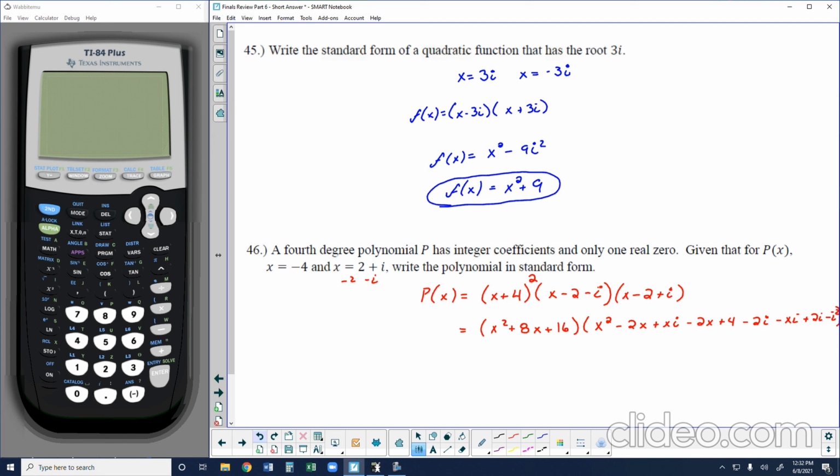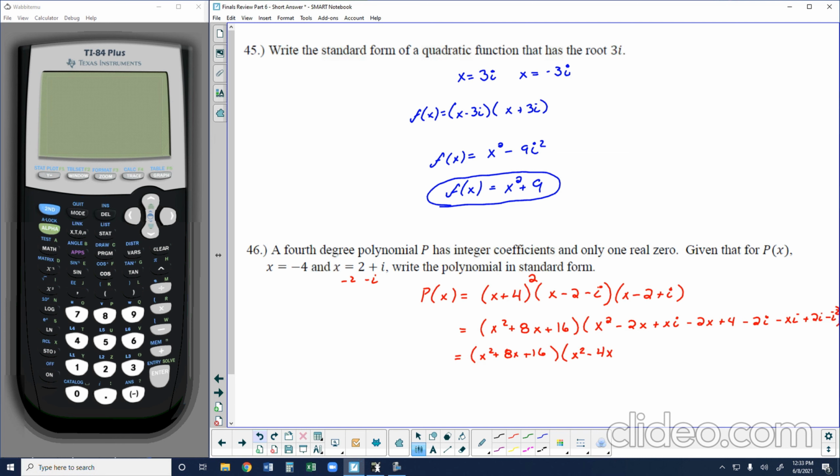I'm running out of room there. I'm going to leave my first set of parentheses, x squared plus 8x plus 16, and then I'm going to simplify my second set. So I only have one x squared that's going to stay. I have -2x and -2x. That would become a -4x.